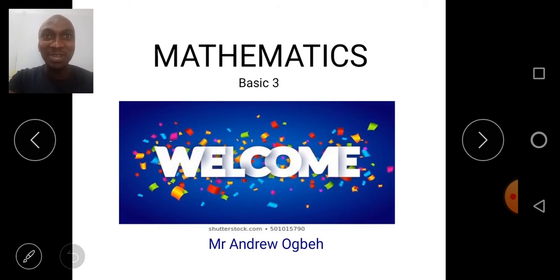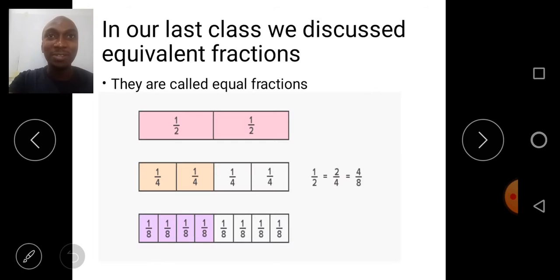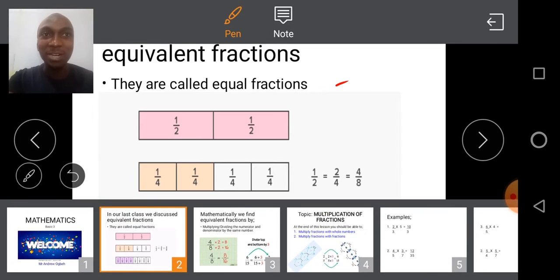Okay, it's mathematics time, so get your pen and your mathematics notebook because we're going to be doing some workings today. Okay, last week in our last class, we discussed equivalent fractions. I hope we still remember. And we said that equivalent fractions are equal fractions, right?